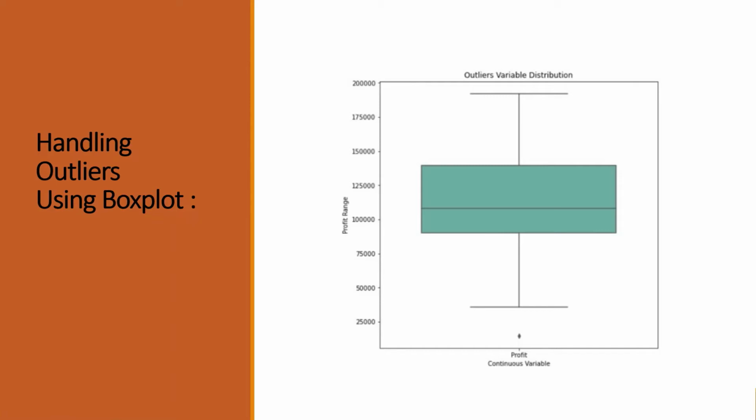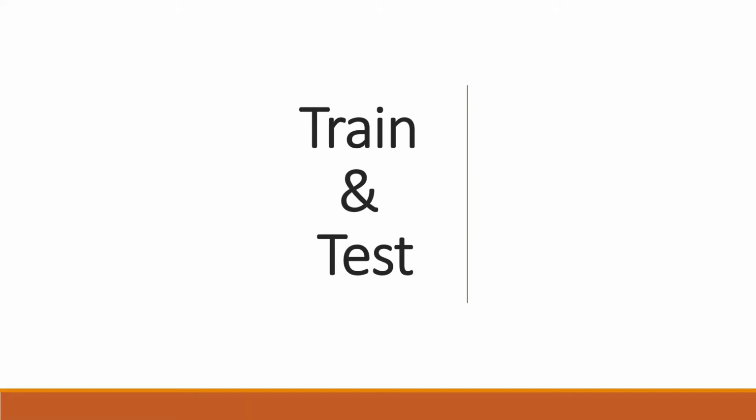So here I will use a box plot. It is a part of visualization in the Seaborn library. Here we have outliers shown with lines. But our data set is very small, so we need not handle outliers in this condition. We can ignore the outliers and move further.